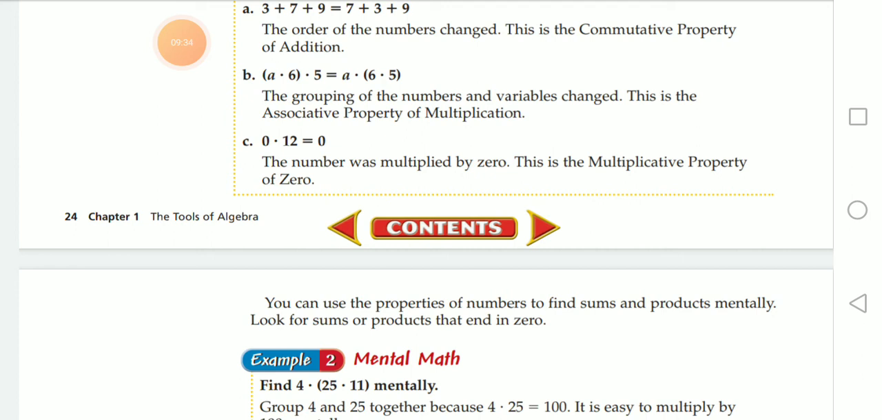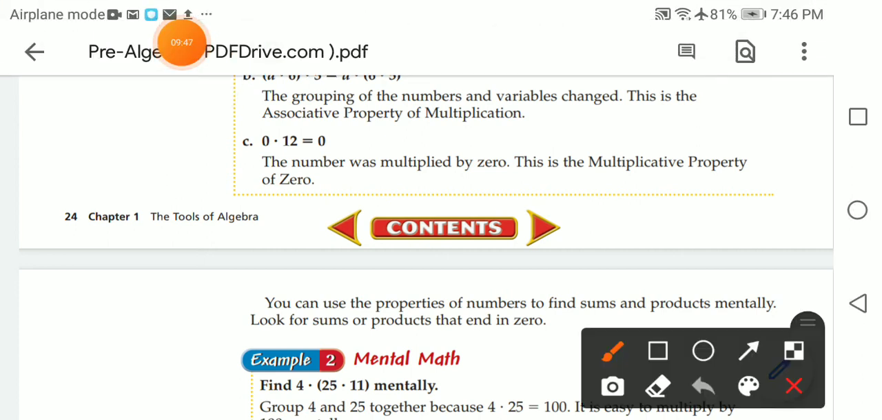So we have here C, 0 dot 12. When I say dot, this is what? This is multiplication equals 0. The number was multiplied by 0. So when the number is multiplied by 0, this is the multiplicative property of 0.